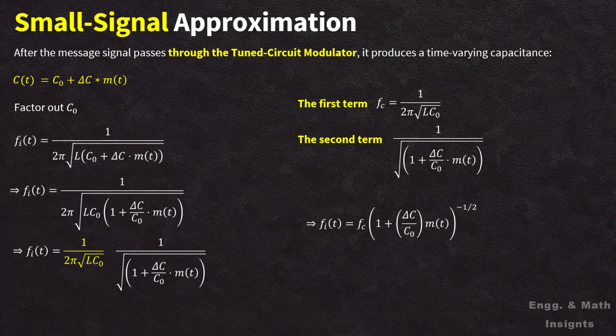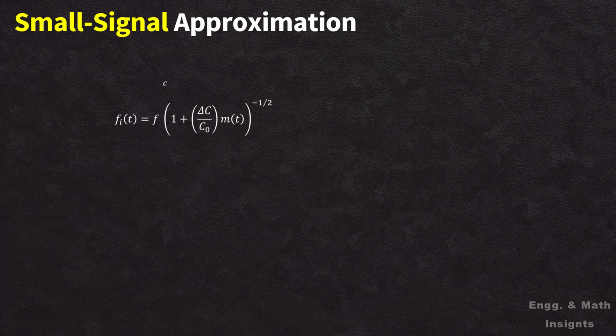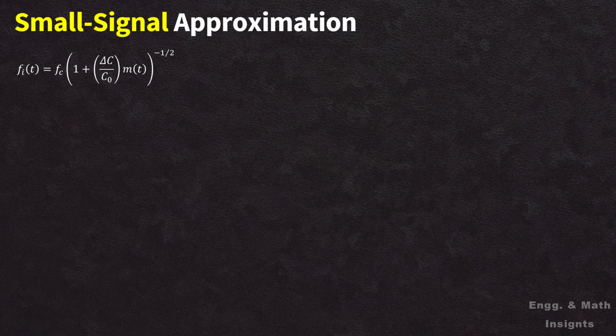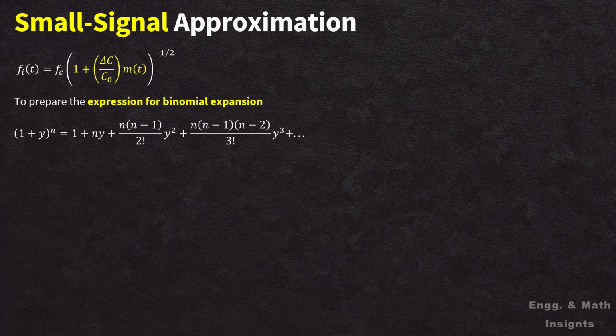We have done this to prepare the expression of the instantaneous oscillator frequency for binomial expansion, which applies to terms of the form (1 + y)^n. And this (1 + y)^n in the binomial expansion can be written as 1 + ny + n(n-1)/2! y² + n(n-1)(n-2)/3! y³, and so on.